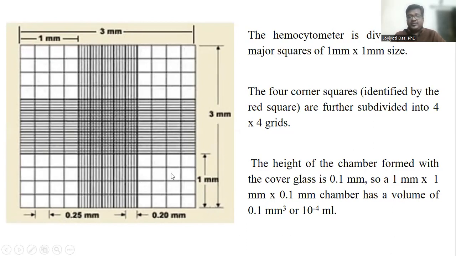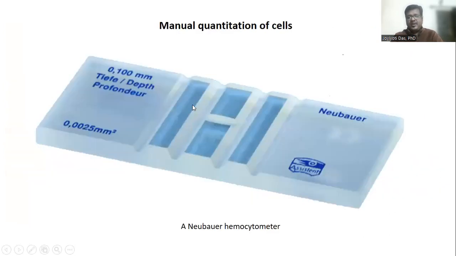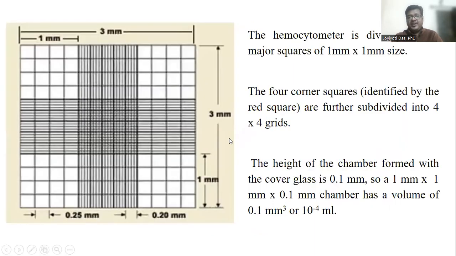If I go back to the previous slide, on this device you put a cover slip and you make this a chamber. So this is the grid that we saw here. If you place a cover slip here, then it will not only have a length and breadth, but it will also have a slight height. And that height is 0.1 millimeter, while the width and length are 1 millimeter each.